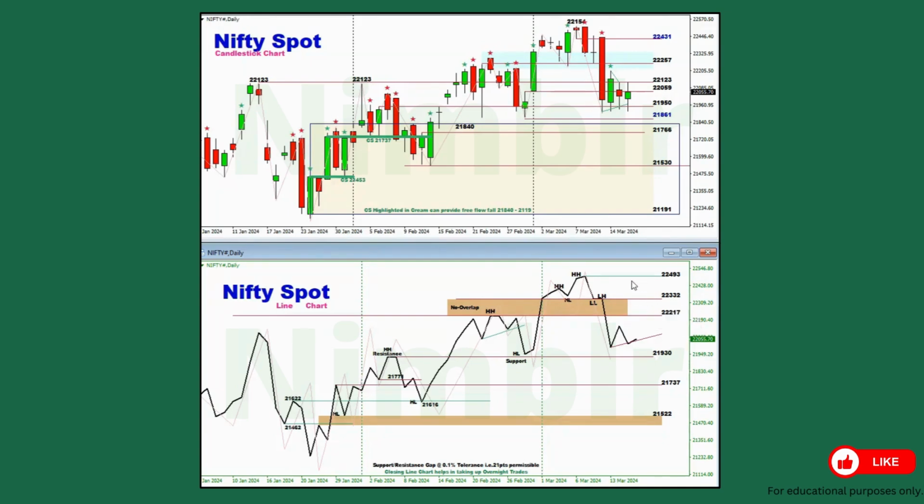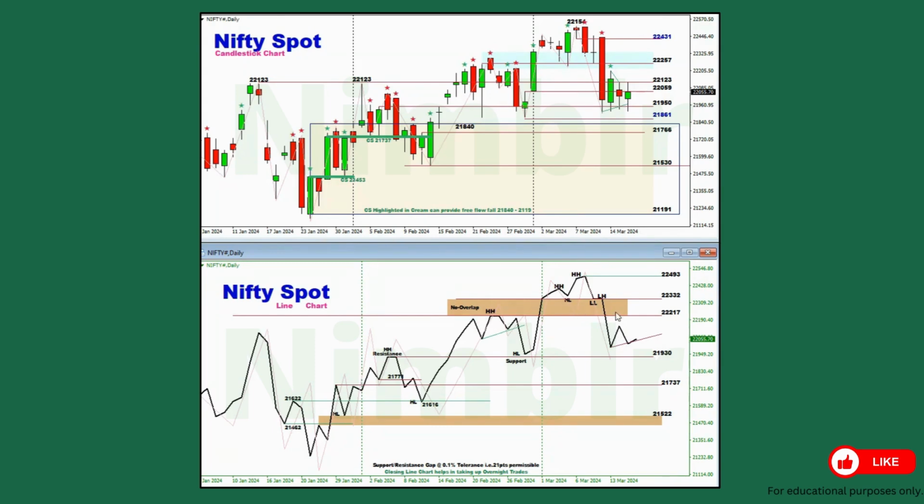Now let me tell you, just like we know about gap ups, in line charts also there are gaps. I would not say gap ups, there are gaps. Now what are these gaps? You see this higher high, and then it gaps up, goes up, and then it forms a lower low. Any gap between higher high and lower low till this point was a no overlap.